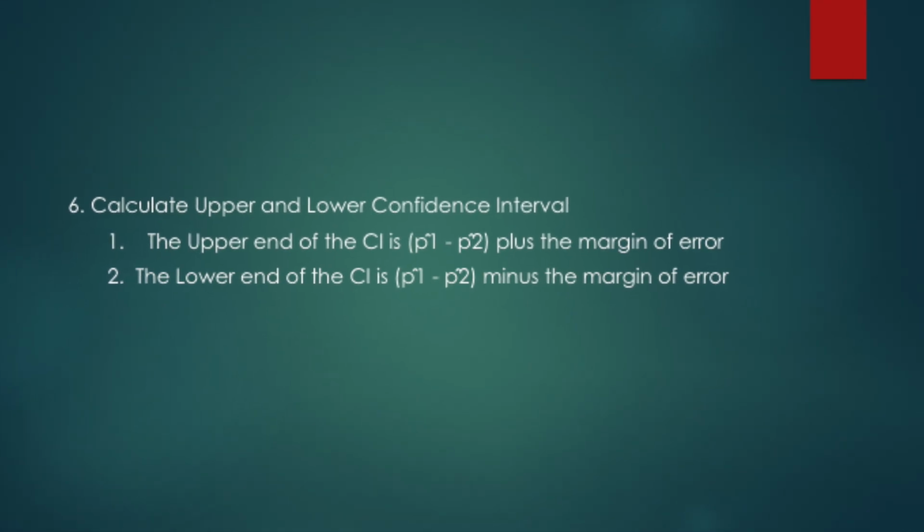Now we need to use the difference between the sample proportions we found earlier to calculate the upper and lower ends of our confidence interval. The difference between our sample proportions we found earlier was 0.32 and the margin of error we just found was 0.13, which makes our confidence interval 0.32 plus or minus 0.13. This makes the lower end of our CI 0.19 or 19% and the upper end 0.45 or 45%. This means the difference in these percentages is somewhere between 19% and 45% based on our sample.